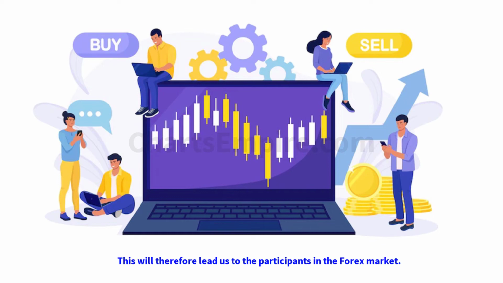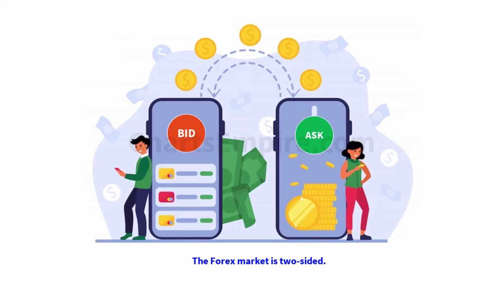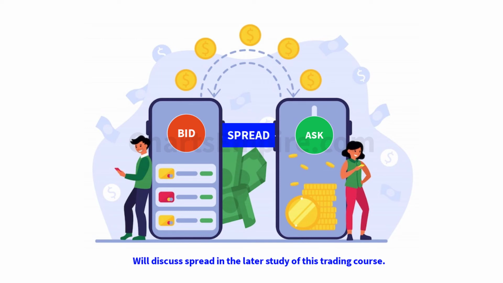This will therefore lead us to the participants in the forex market. The forex market is two-sided. A two-sided market is one where both the bid and the ask are quoted. The bid price is the price a forex trader is willing to sell a currency pair, while the ask price is the price a trader is willing to buy a currency pair. The difference between the bid and ask price creates the spread. We will discuss spread in the later study of this trading course.